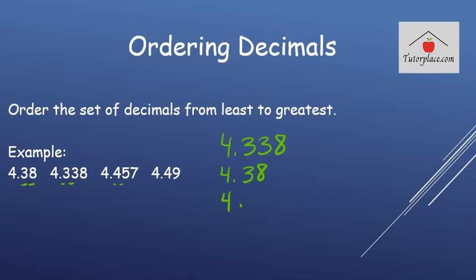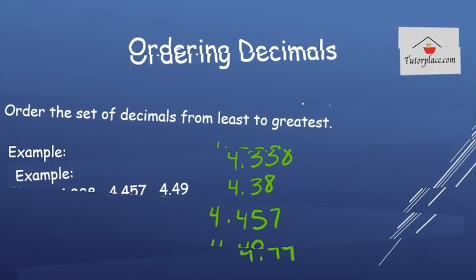Is it going to be 4.5 or 4.9? Well, 4.5, because 5 is smaller than the 9. If you write them up and down, sometimes that helps because you can compare all the 4s, then the 3s, 5s and 9s. You can kind of see each position that way.